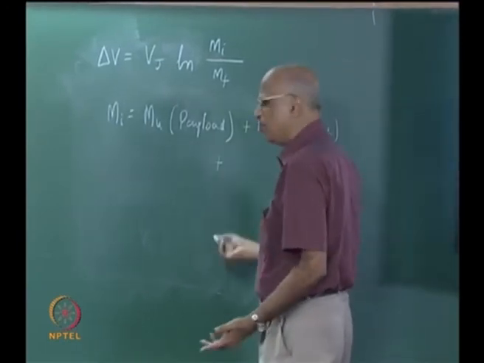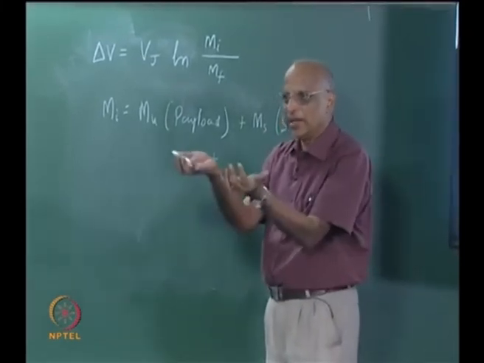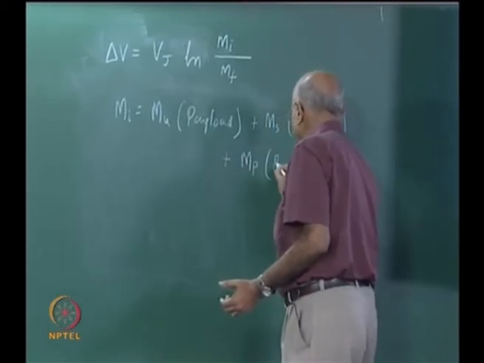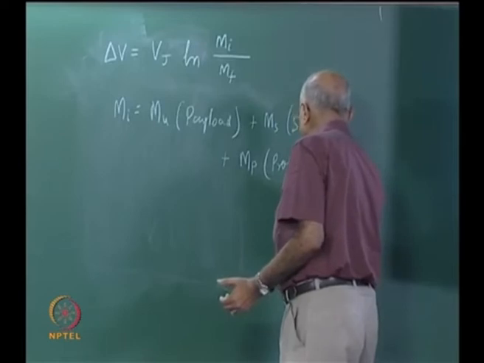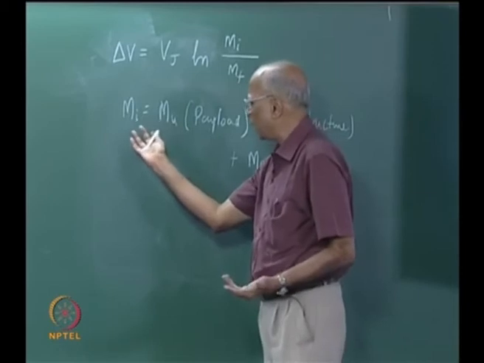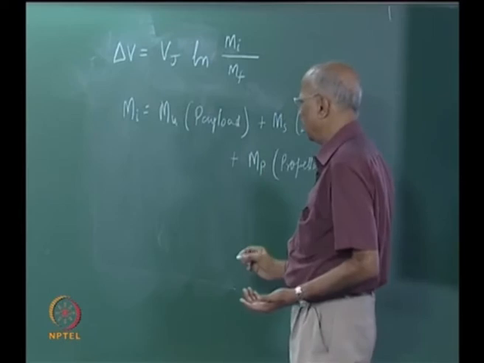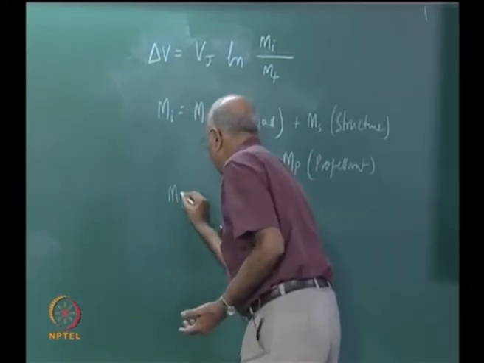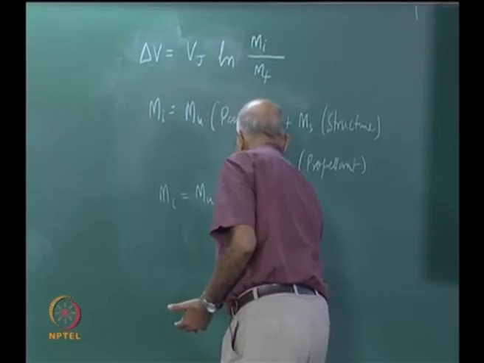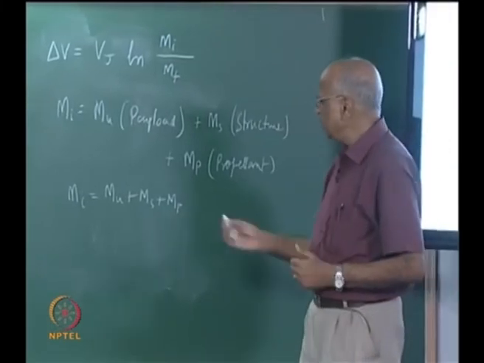Plus, it should also have some fuel. And we said fuel is used for propelling, and it is known as propellant. Therefore, we have something known as mp, which we call propellant. That means the initial mass of a rocket comprises the payload, the structure, plus the propellant, and we say mi is equal to mu plus the structural mass plus the fuel or the propellant, right? This is the initial mass.